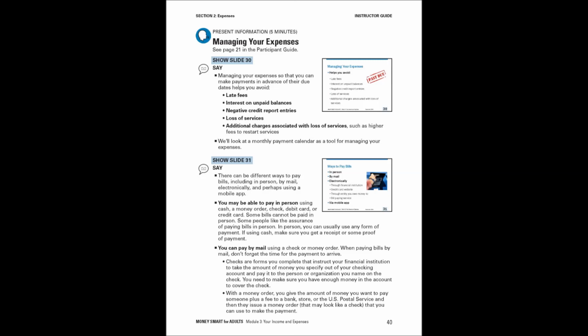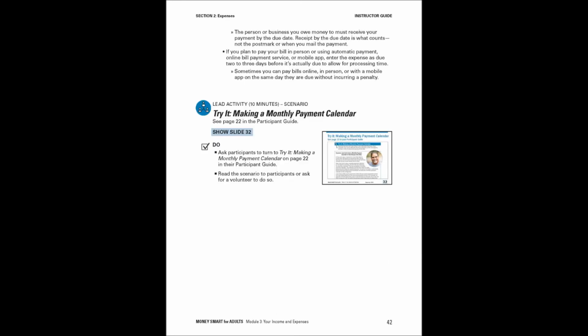The next topic is managing your expenses. So this is about helping participants to avoid a few things: late fees, interest on unpaid balances, negative credit report entries, loss of services, and additional charges associated with loss of services. Slide 31 shows different ways to pay bills. And so there are options there: in person, by mail, or electronically. And so you'll have that discussion with participants and say the descriptions as listed in the instructor guide.